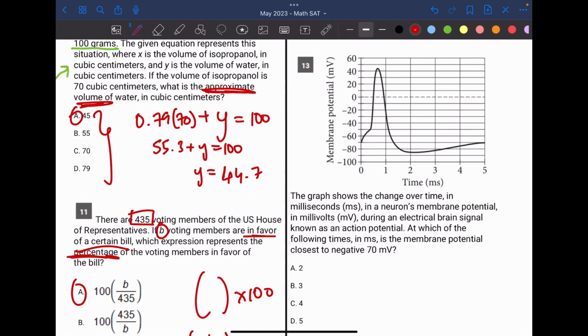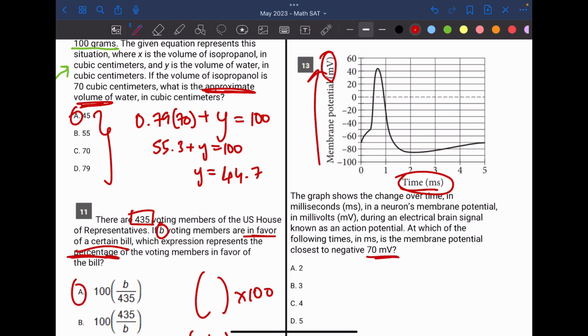We have a graph again that shows change over time in milliseconds in a neuron's membrane potential in millivolts. Once again, this is all just to confuse you. Just know that it's a graph. This is time, and this is some unit that we don't care about that much. And then it asks us, at which of these following times in milliseconds is the membrane potential closest to negative 70 millivolts? So basically, at what time is it closest to negative 70 millivolts?